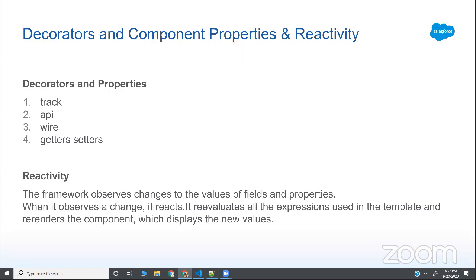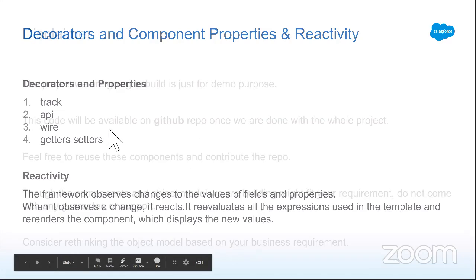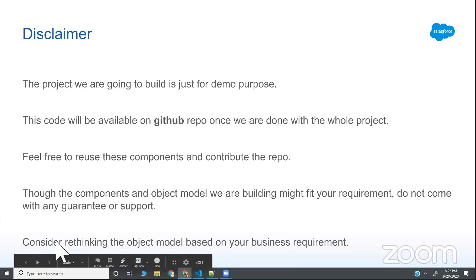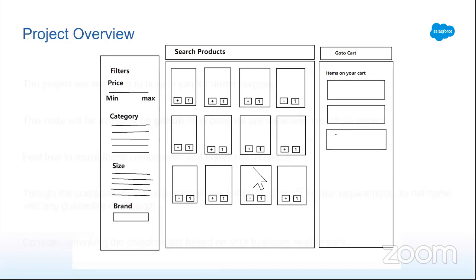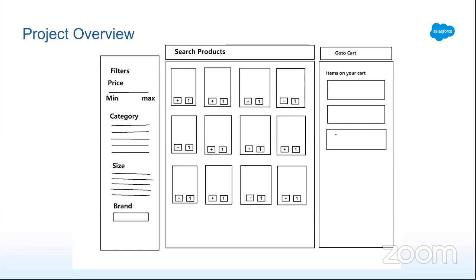So what we are going to build is a simple app. This is the design. This is just a disclaimer that it's just for demo purposes. You can obviously reuse it. We are going to put this in a public Git repository. You will be able to clone that and merge that. If you like it, we will let you merge your changes. What we are going to build is about three pages using Lightning Web Components.